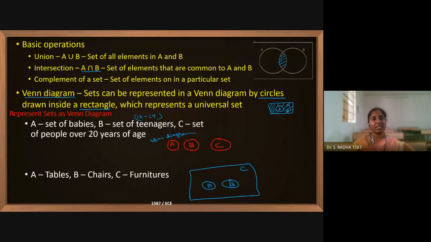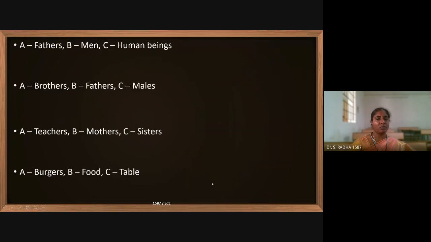This is the Venn diagram. A is table, B is chairs. Both are furniture, so both I have shown as subsets of C. C means furniture, and table and chair are furniture. Now, this is another thing. If you take a paper, please keep trying from your side.